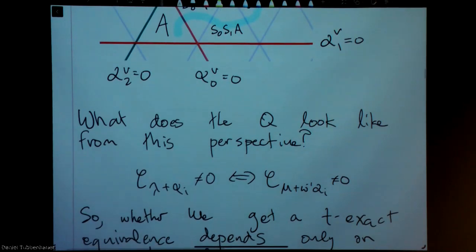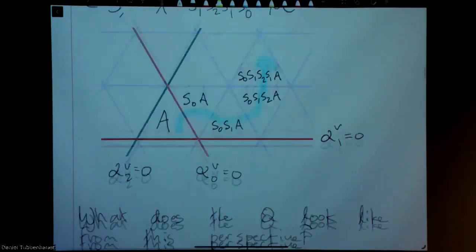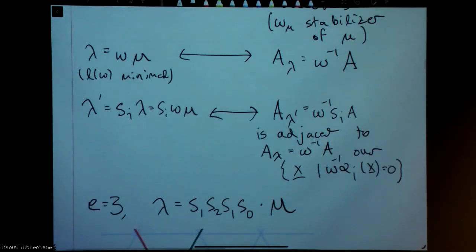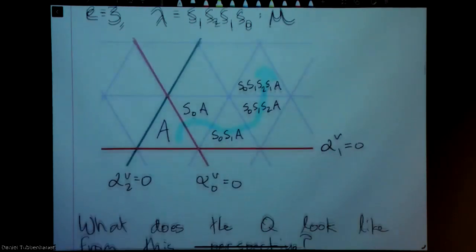Okay, so now what does this idea of being on a highest weight space look like from this perspective? I'm looking at lambda equals w mu.